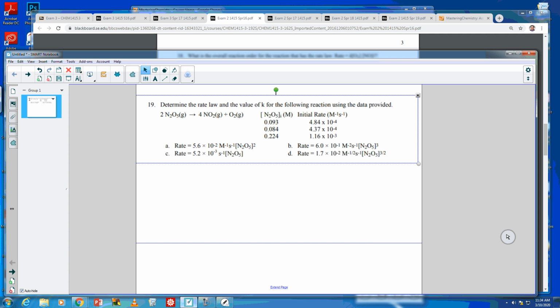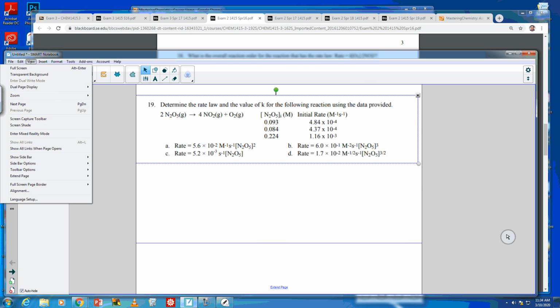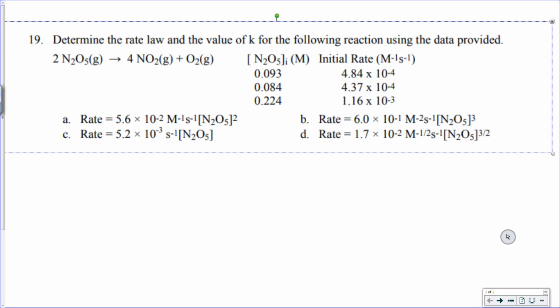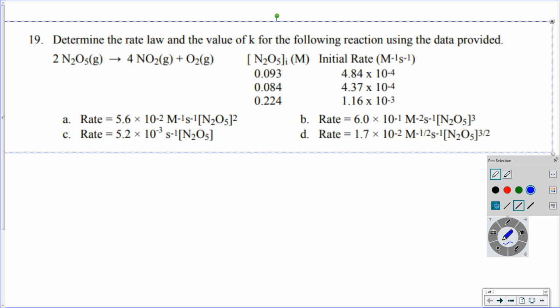Okay, so this is problem 19 from exam 2, 2017, if you want to see. It says determine the rate law and the value of K. To determine the rate law, the first thing we have to do is figure out what the order is. So how is the reaction changing?